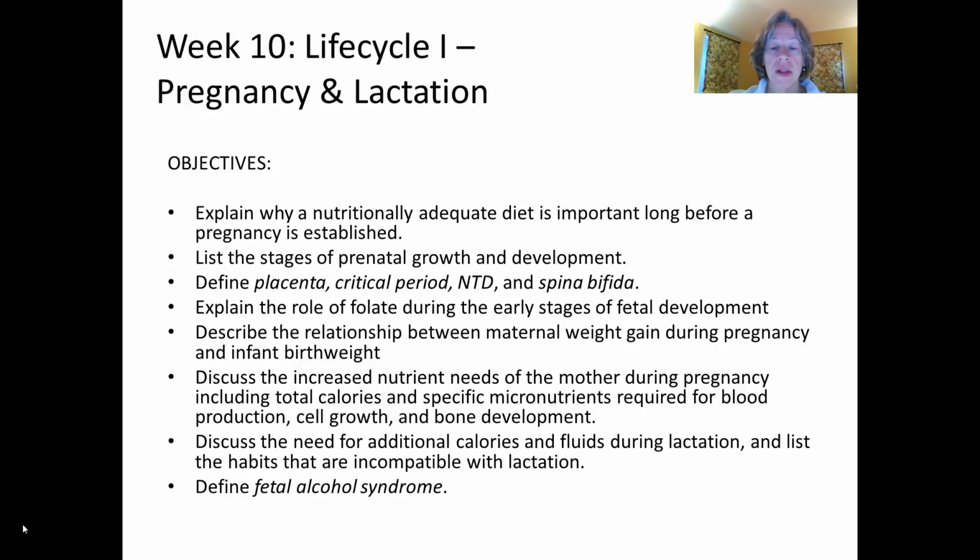Stages of prenatal growth and development, well, zygote, embryo, and fetus.